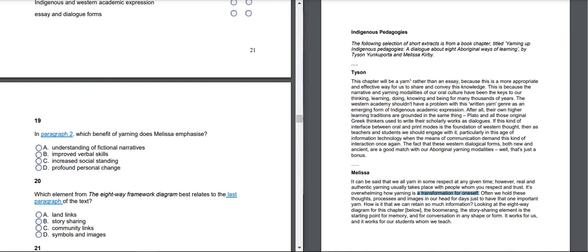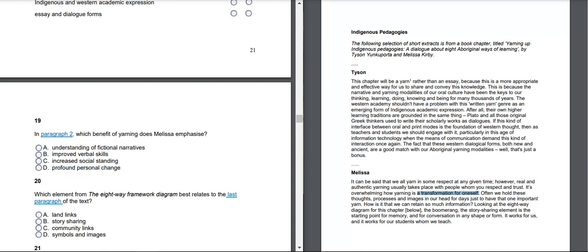So not a very clear answer here. If there was an E for none of the above, that's what I would lean more towards. But definitely it doesn't make mention of fictional narratives or verbal skills. You can infer that. In social standing, not really. Personal change, very, very minorly. But that's the answer that they're looking for. Again, this is an example of picking what is most correct, which is D.